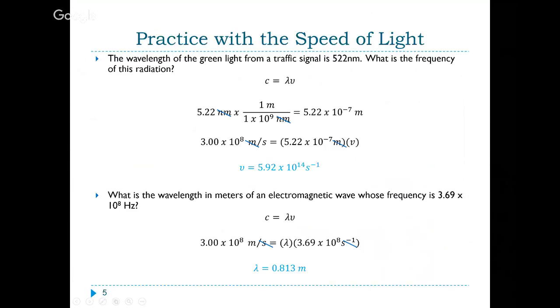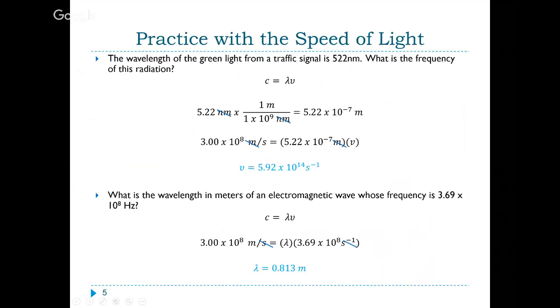Down here, what is the wavelength in meters of an electromagnetic wave whose frequency is 3.69 times 10 to the 8th hertz? So once again, I use my speed of light equation. Hertz is the same as inverse seconds, so I just write that down. Plug it into where frequency is, divide it into the speed of light, and I find my wavelength has a distance of 0.813 meters.